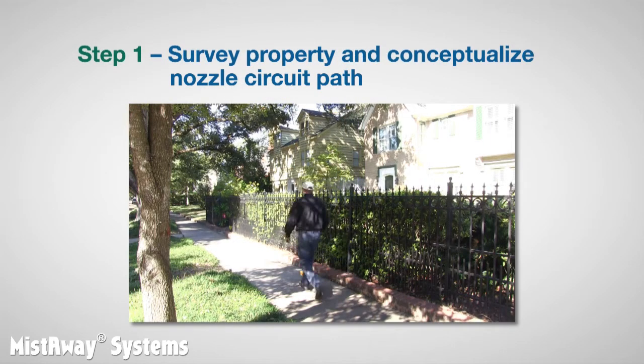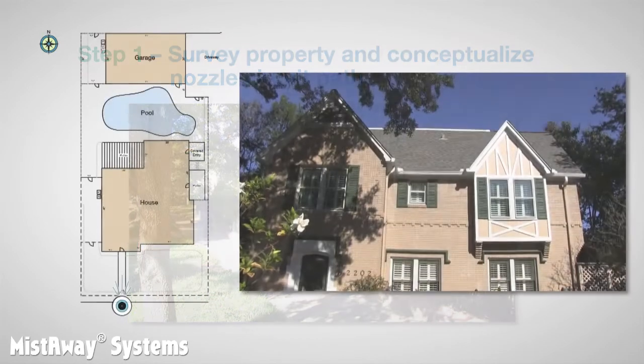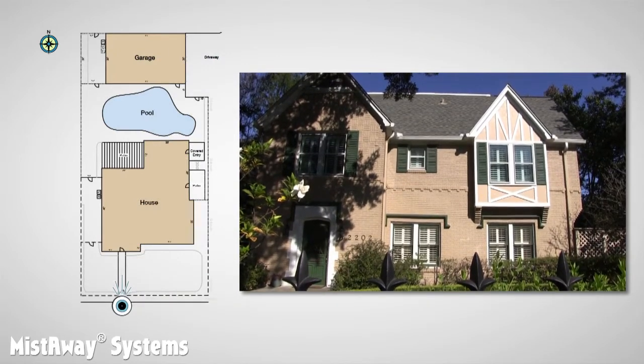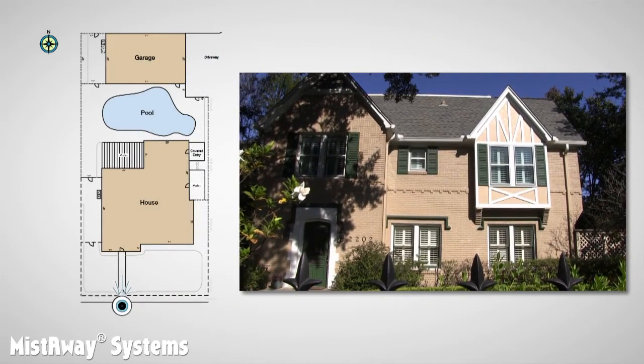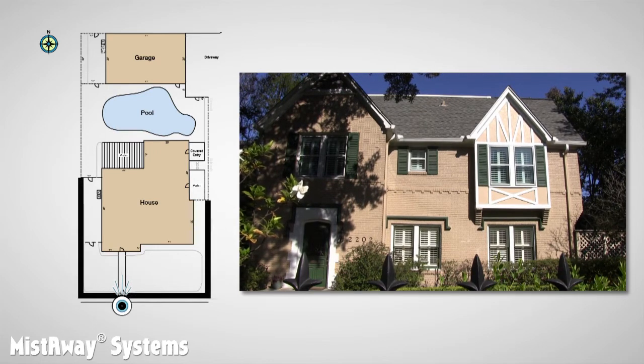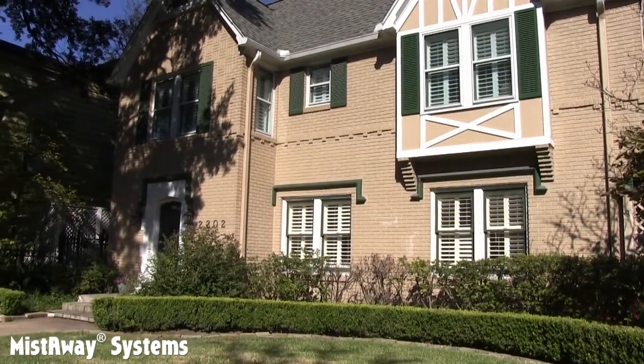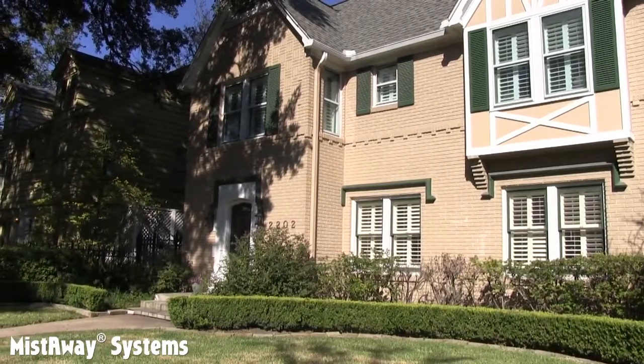Let's get started with step number 1, where we'll survey the property and conceptualize the nozzle circuit path. As we step north from the sidewalk into the front yard and look straight ahead, we note the wrought iron fence that surrounds it and the lush landscaping in the front yard. The iron fence is noted on the schematic with this thick black line. The front yard is encircled with landscape beds, and they are represented by the green areas on the schematic.